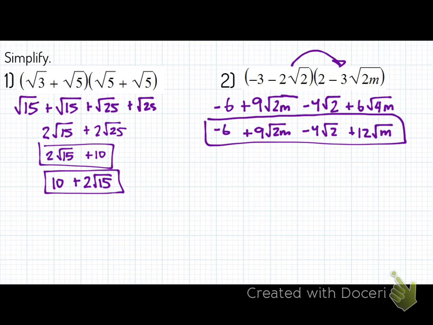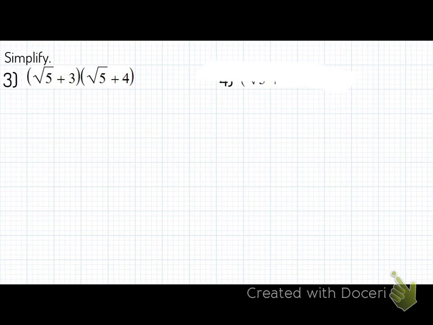Okay. So these should have been written down. Here we go. Number 3. Okay, number 3. Let's write this down for a moment. We got rad 5 plus 3 times rad 5 plus 4. I'll give you about 15 seconds to write this down, and then we're going to start.